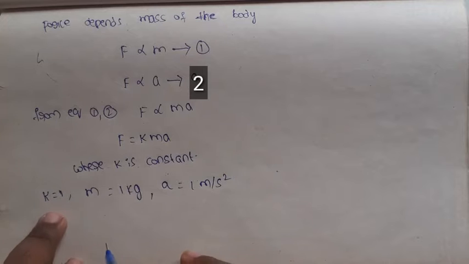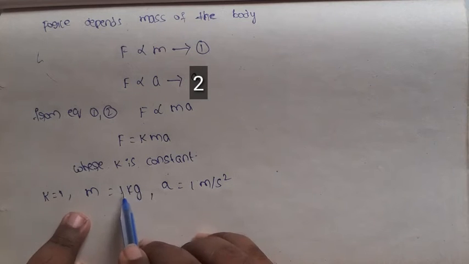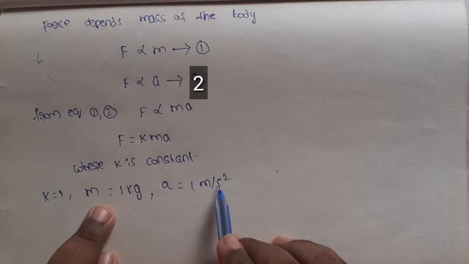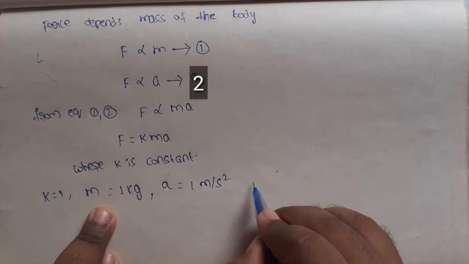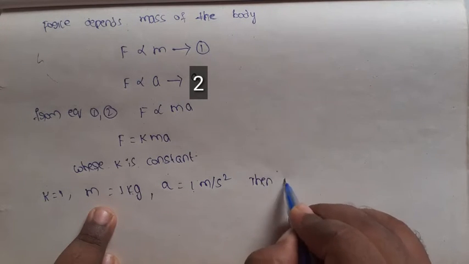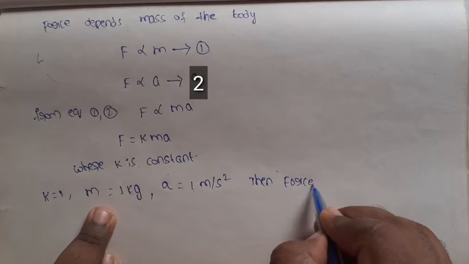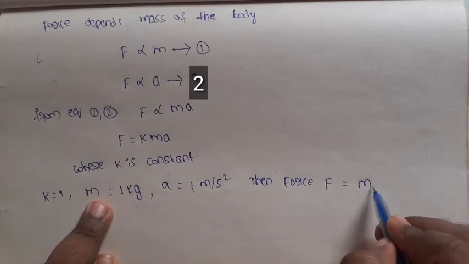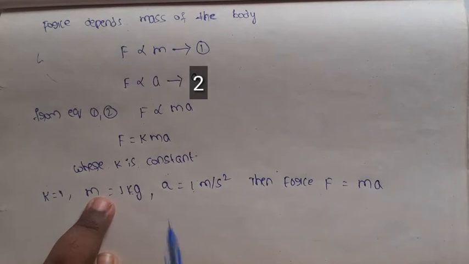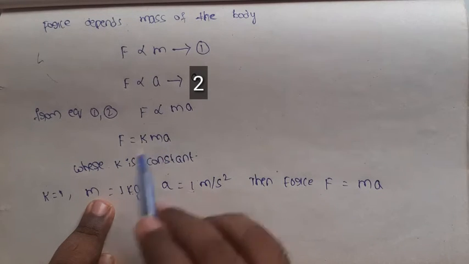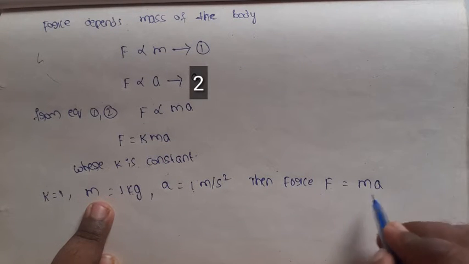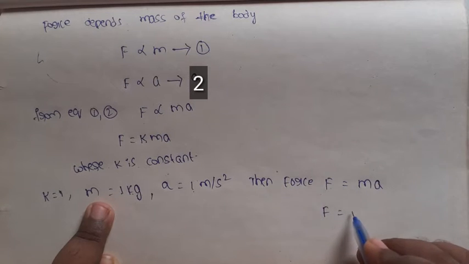For example, here constant value 1, I am taking 1 kg mass of the object, it produces 1 meter per second square acceleration. Then what about the force? Substitute all these values in the above equation. Force F equal to ma. Substitute here k equal to 1, m equal to 1, a equal to 1. We require ma, that value is 1.